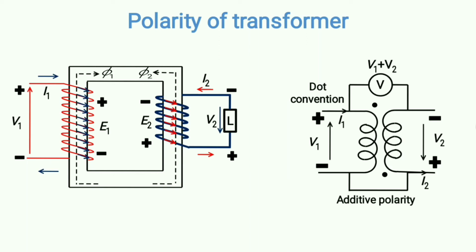And now you may ask what is the requirement, what is the necessity of doing these things. Actually this dot convention is very useful while doing parallel operation of transformers, because in parallel operation you connect multiple transformers in parallel. So there you should be aware of the dots, because if you don't know this dot convention, then there will be improper connection, and that may result in a circulating current among the transformers that can actually damage the entire system due to excessive heat loss.